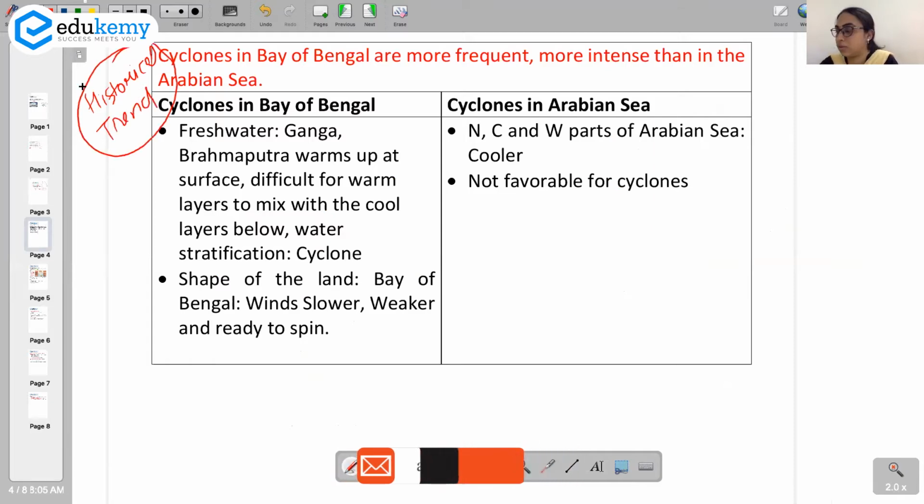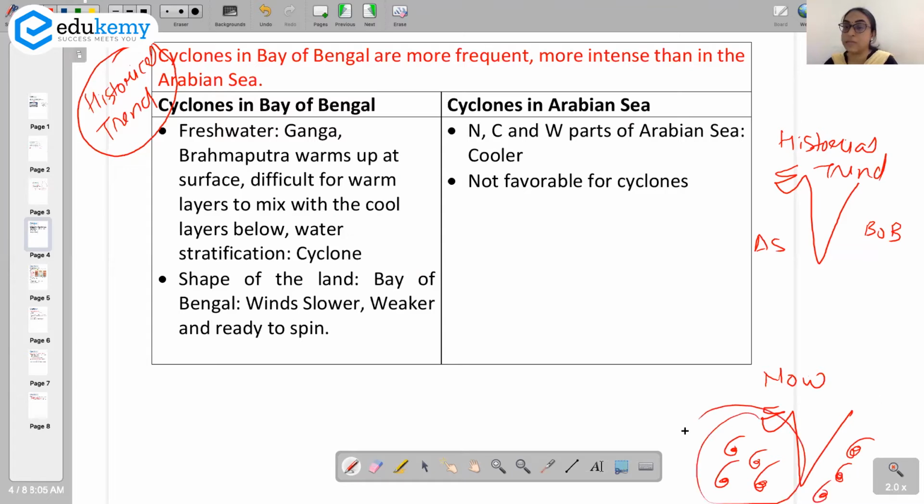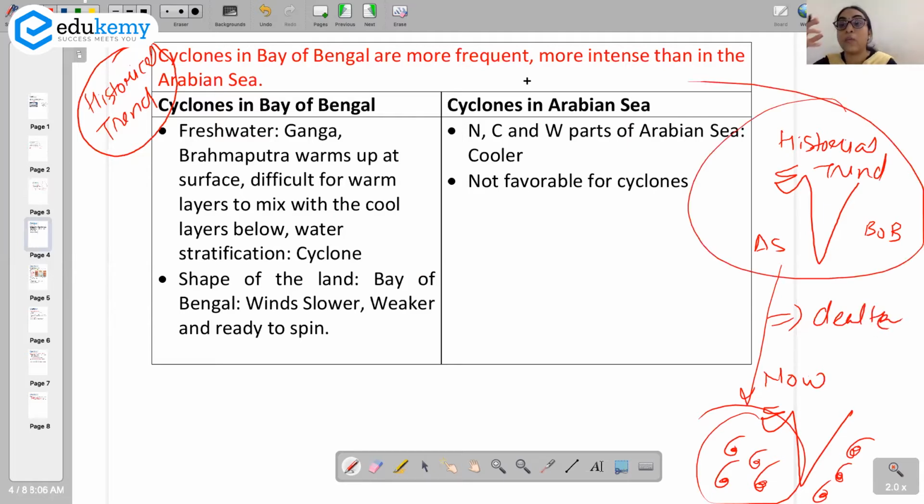What happened is, generally there were more cyclones in the Bay of Bengal as compared to the Arabian Sea. This is the historical trend. Now the number of cyclones is increasing in the Arabian Sea as well as the Bay of Bengal. But why is the cyclone activity increasing in the Arabian Sea? That is dealt with by the scientists. So first understand the historical trend. First, why were cyclones fewer in the Arabian Sea?